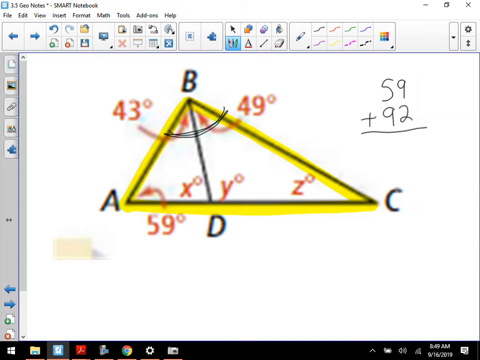So if I add those two together, we get, let's see, 151. How many degrees are in a triangle? 180. So if I take 180, I back out the 151, you're left with what, 29? 29. So Z is 29 degrees. Okay? That's it? We can make this more difficult if you like. No, that's easy. Okay?